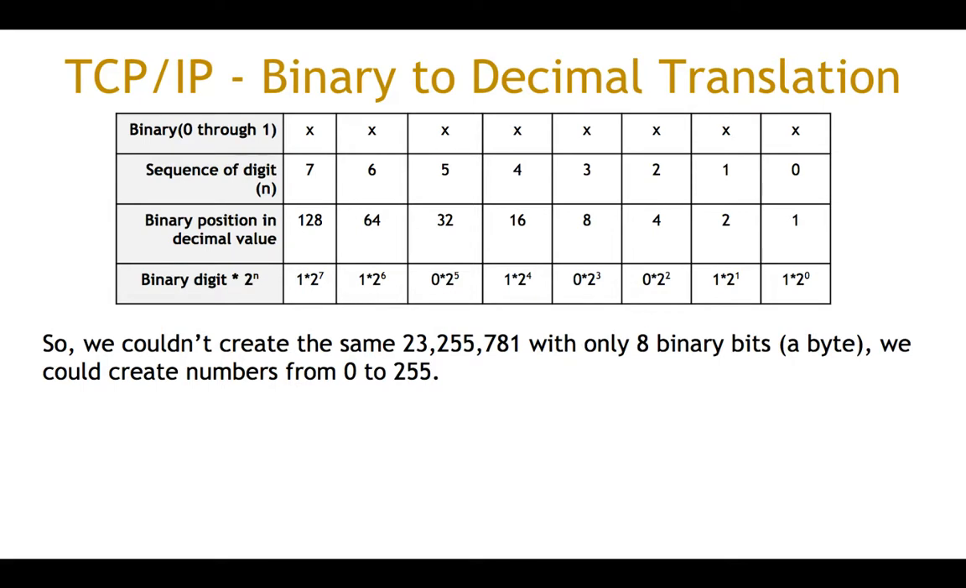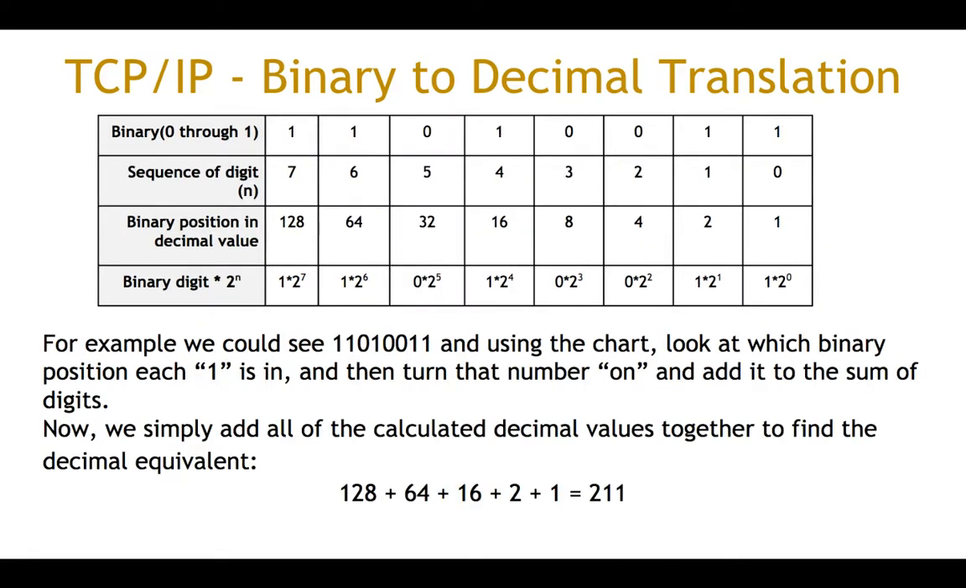23,255,781 with only 8 binary bits or a byte, but we could create numbers from 0 to 255. Let me show you what that means. For example, you use 11010011 and using the chart, look at what binary position each one is in, then turn that number on and add it to the sum of the digits. Now, we simply add all the calculated decimal values together to find the decimal equivalent.